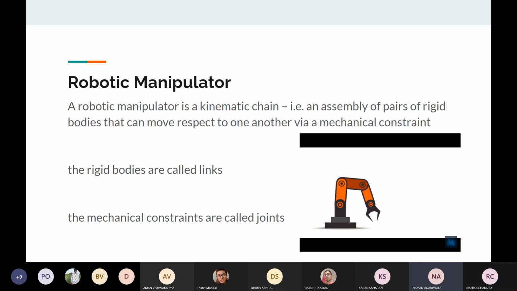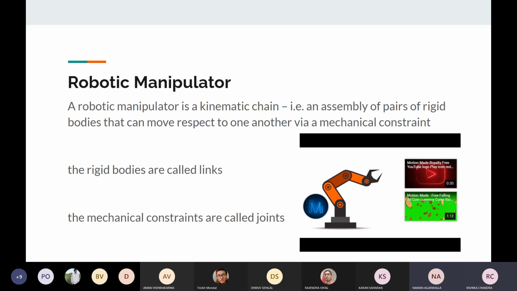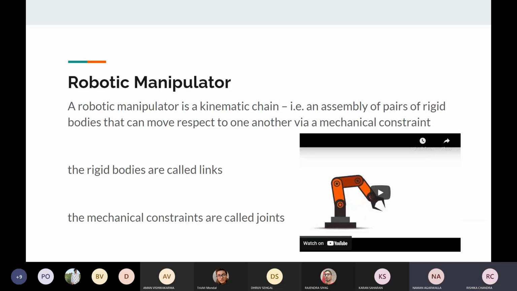In layman's terms, you can call them arms or legs or anything which makes a change or a difference in the environment. And formally, you can consider this definition: an assembly of pairs of rigid bodies that can move with respect to one another via mechanical constraint. I have a video snippet here which can explain this definition better. So play this video, please.